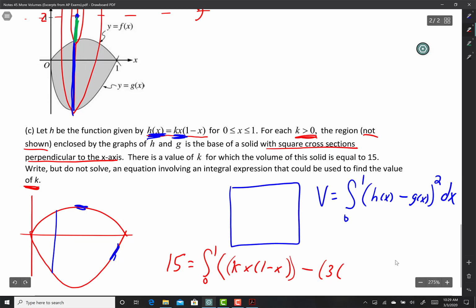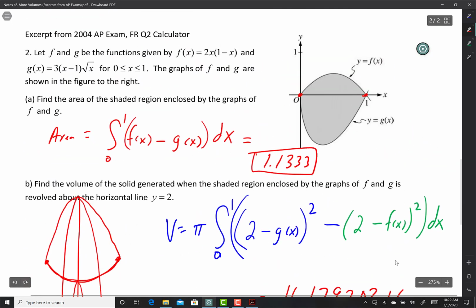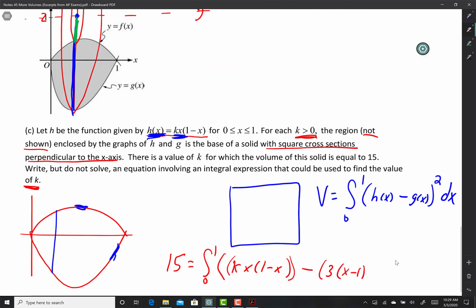Was that it? Let me just scroll up so I can see it. Square root of x, okay. Close. Let me make sure, let me label my, yeah, maybe. There. Now no one's confused.